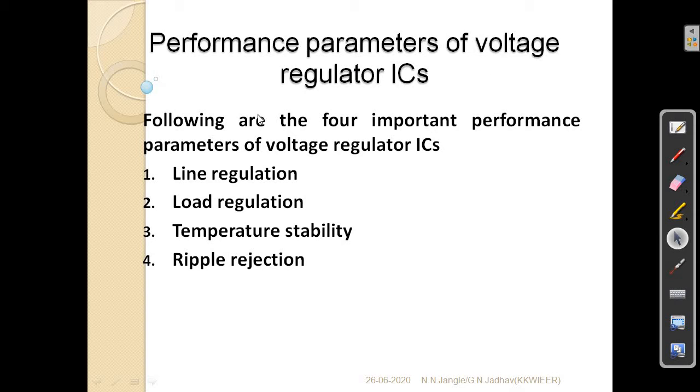So the performance of the voltage regulator IC is measured by 4 parameters, and those 4 parameters are: first, line regulation, load regulation, temperature stability and ripple rejection. These are the important performance parameters of a voltage regulator IC. So let us see them one by one.